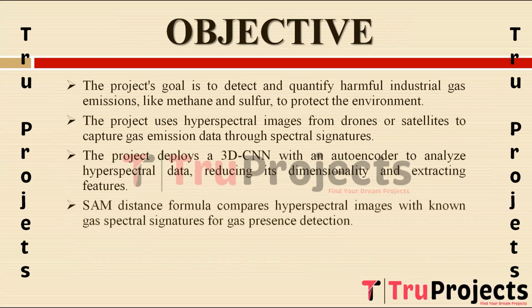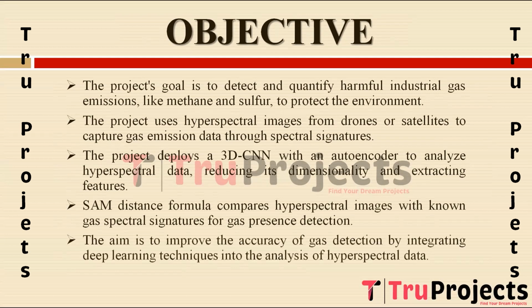The spectral angle mapper (SAM) distance formula is utilized to measure the spectral similarity between hyperspectral images and a known database of gas spectral signatures. This comparison allows for the detection of gas presence within the images.